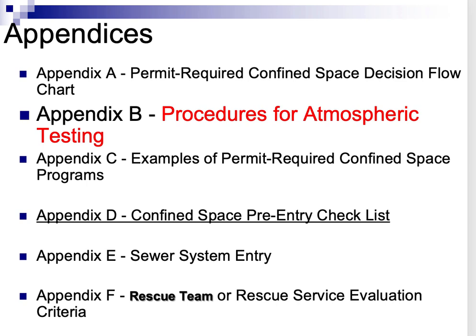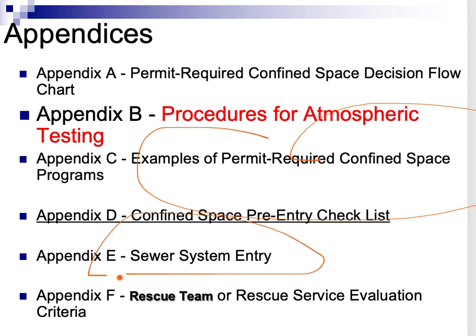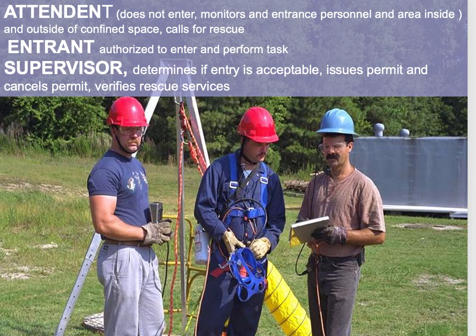You have this permit in your handout, what a permit looks like, and then you can see that there's a checklist as well as a special entry form for sewers because of sewer gases. And so you have the entry person, the entry person is authorized to enter and perform the task.